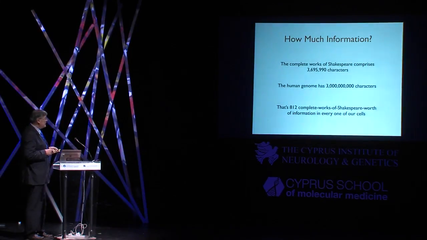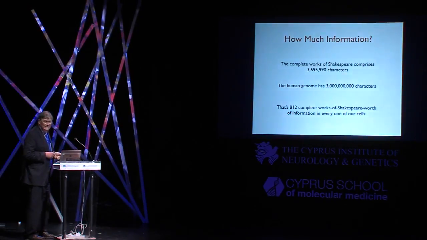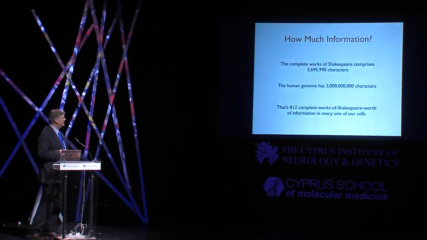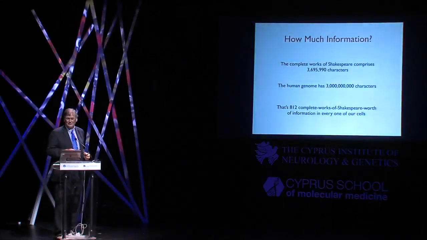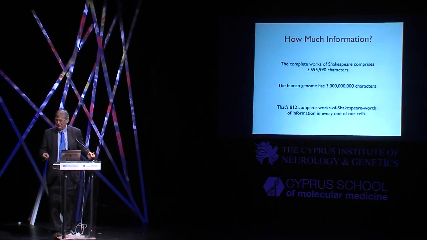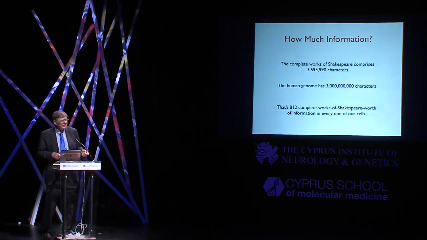The human genome has 3 billion characters in it. So that means that each one of your cells, each one of your 10 to the 13th cells, contains 812 complete works of Shakespeare's worth of information. Isn't that incredible? I mean, absolutely fantastic. And apparently that's what you need to be a human being.